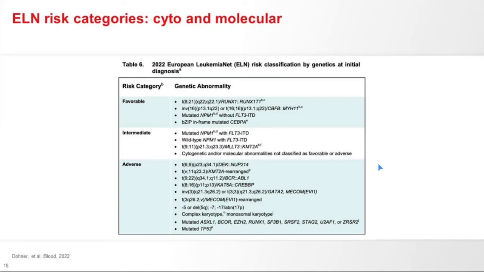This very ultra-small font is the 2022 European LeukemiaNet risk classification. It compares conventional cytogenetics, risks of favorable, intermediate, and adverse, and then plugs in other molecular genetic assays. So, for instance, if you have a mutated NPM1 without a FLT3-ITD, you move it up to the favorable category. Mutated NPM1 with the ITD is back in the intermediate. That being said, you have to remember that favorable is a relative term. This group can still maybe get a 40% survival, whereas the adverse group, with conventional chemotherapy, is probably around 10 to 20%. So it maps fairly well, but it's a little bit imperfect.